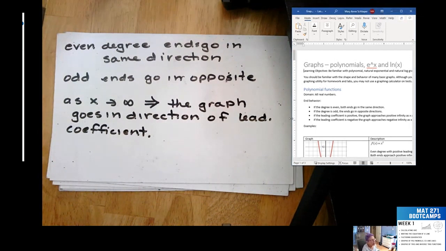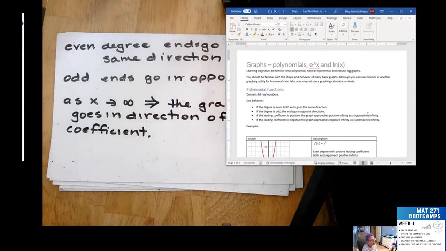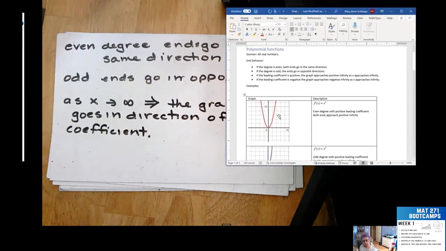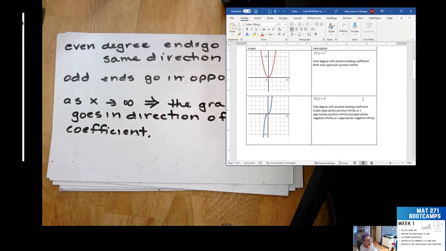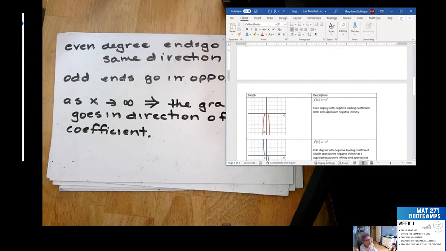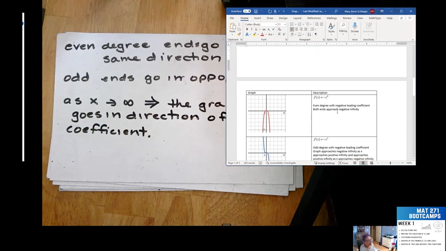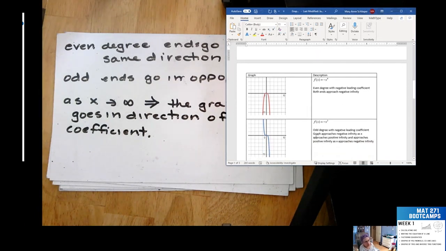And here's the pretty pictures. We have a happy parabola, even degree, both ends go up. Cubic, the right end goes up because the leading coefficient is positive. Both ends go down like a sad parabola. Right end goes down because the leading coefficient is negative and it has odd degree.